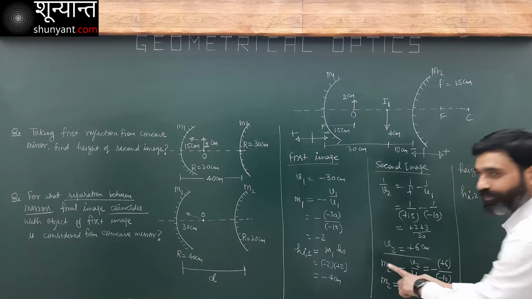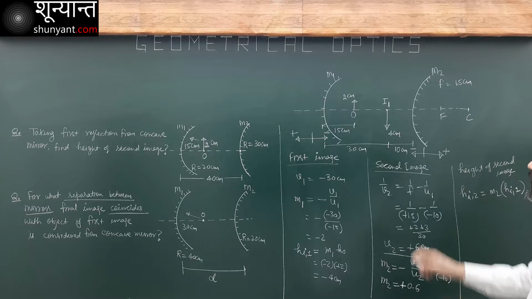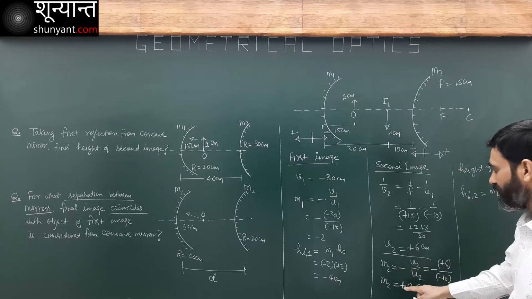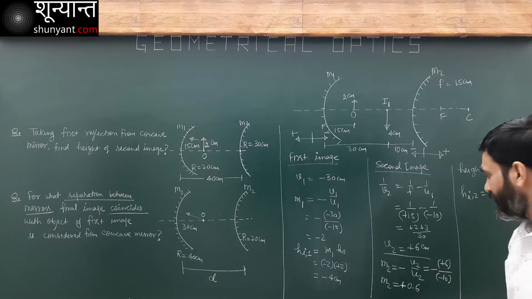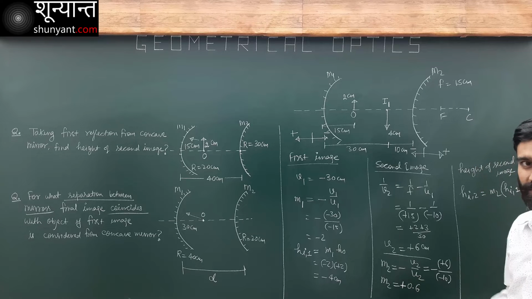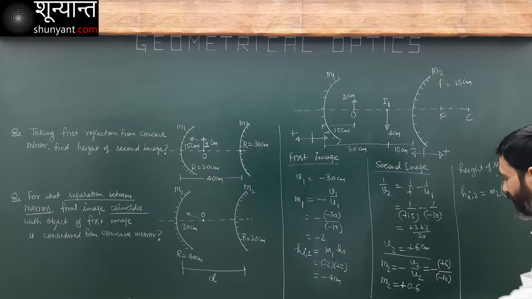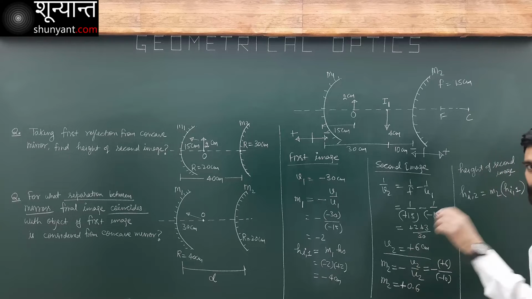This magnification is produced by this mirror. It is positive. That means the object should be erect or inverted? It should be erect. It is erect, 0.6. That means it is going to be diminished.